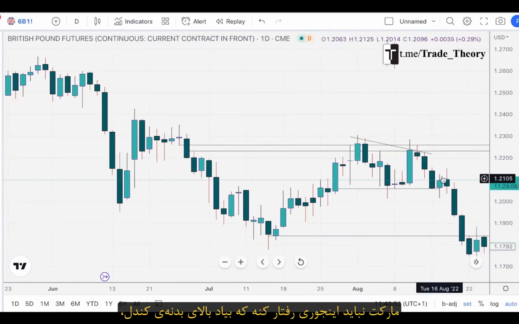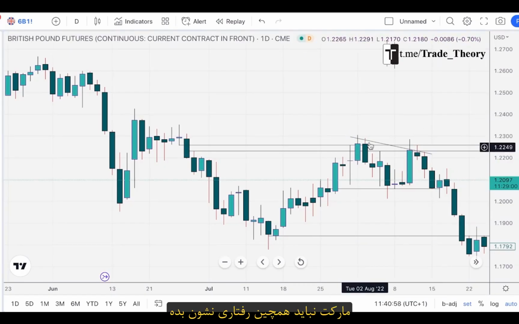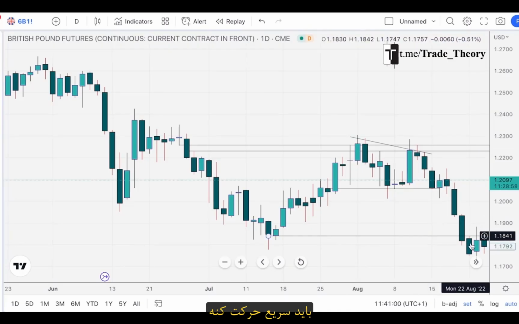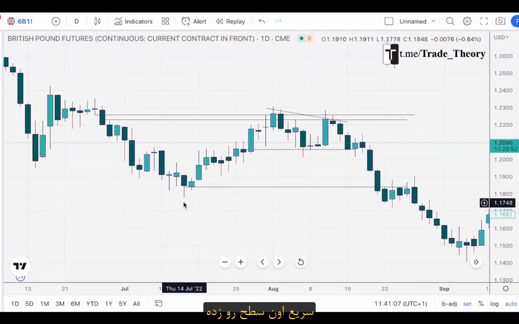Very fast. It should not do something like this: runs above the body, closes below, and then the next candle fills straight above. It's not going to do stuff like that. It's going to run very, very fast to reach for the sell side. You can see the next candle, it does that immediately.